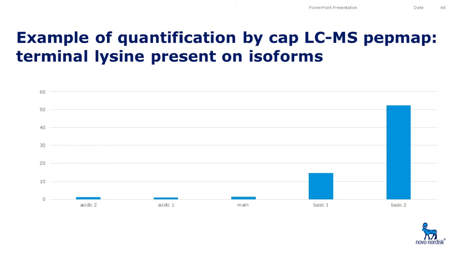Just some results we obtained. Here's an example of the quantification by the CAP-LC-MS peptide map, on the terminal lysine on the heavy chain. There you can see that basic 2 has a high degree of lysine present, while basic 1 has less, about 12–15%. And the main, acidic 1 and acidic 2 forms almost have no lysine present on the heavy chain.